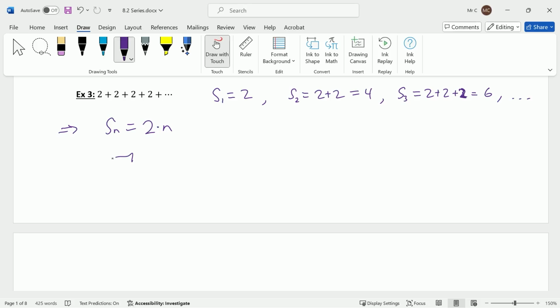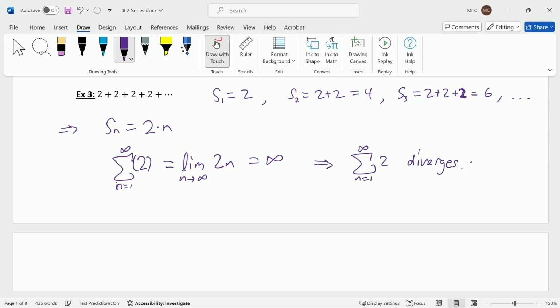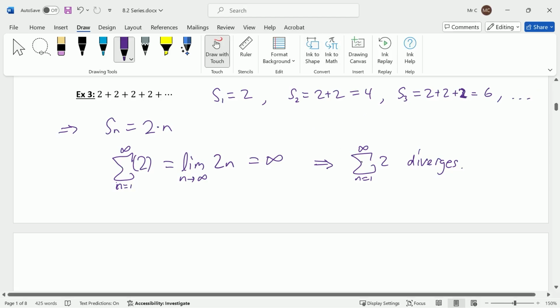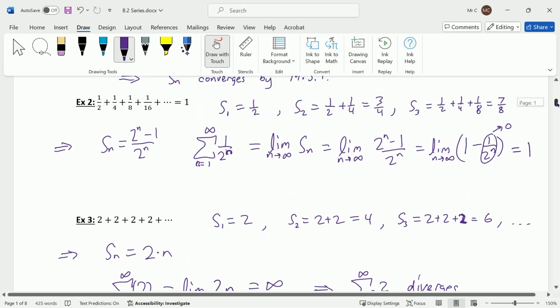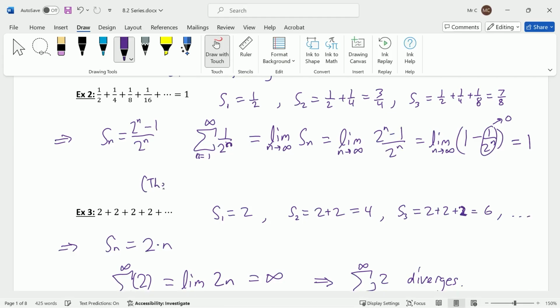So then the series, from n equals 1 to infinity, where I add 2 over and over, is the same thing as the limit as n goes to infinity of 2n, which is infinity. So this implies that this series diverges. I should have specified in the second problem, as I did in the first, that we got a value for that limit, so the series converges.